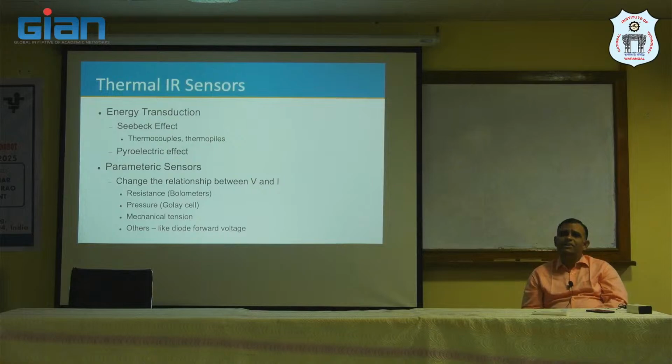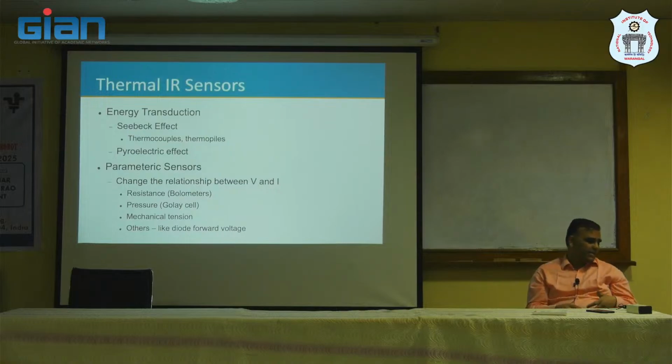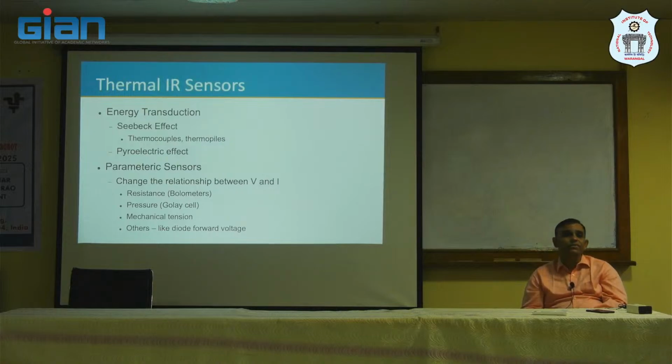And there are parametric sensors which somehow manage to change voltage or current based on temperature based effects. These could be changing resistance based on temperature. Now, we know most resistances are temperature dependent. Such sensors are called bolometers. They could be changing pressure. Such sensors are Golay cells. They could stretch a material, and there are many such. And even something as simple as the forward bias voltage of a diode.